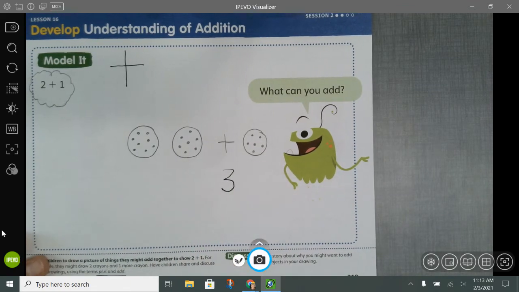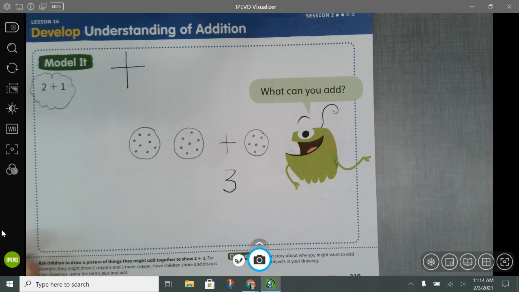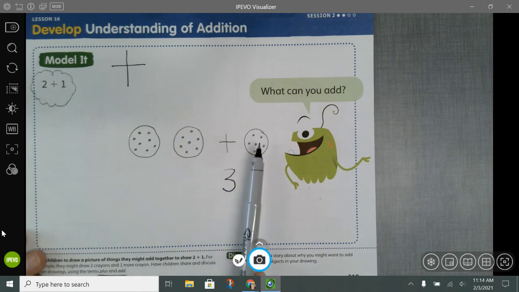three. So I want you to practice with an adult and tell them a story about your picture here. So how I told you a story about my cookies, I want you to do that with an adult that you're with and tell them a story using your pictures.